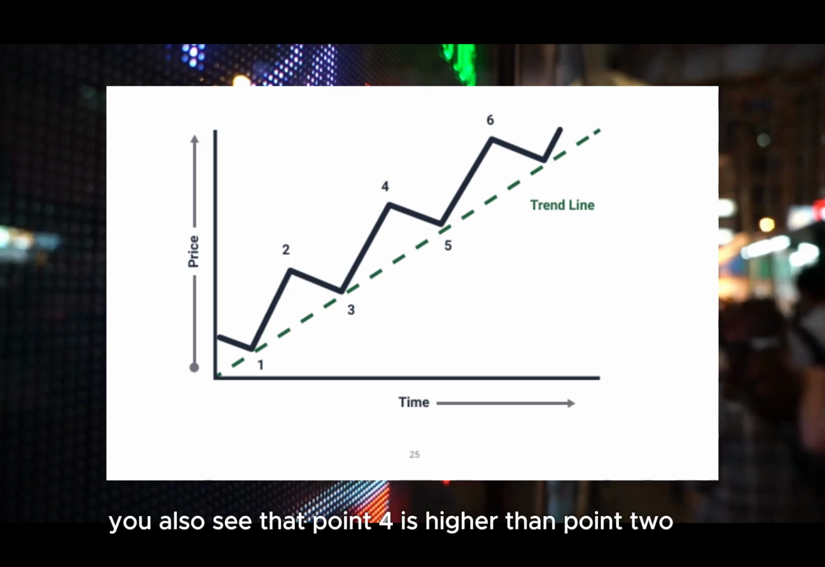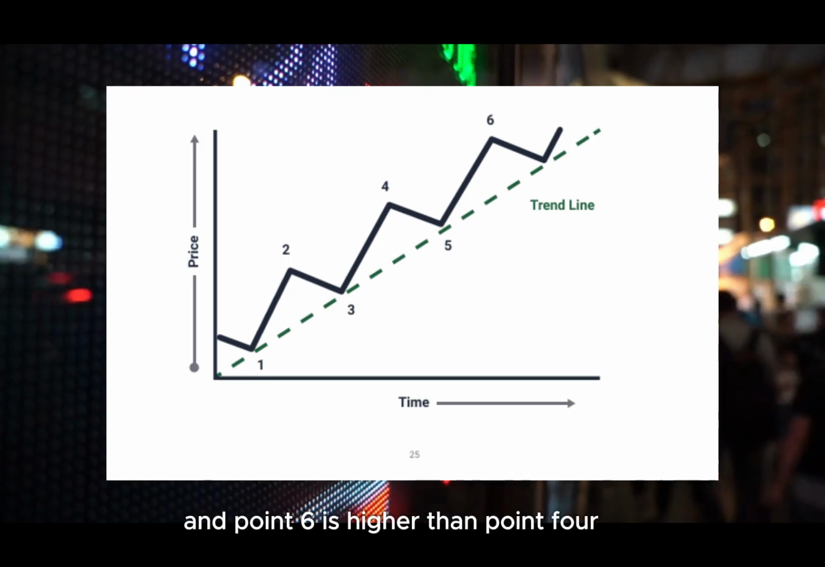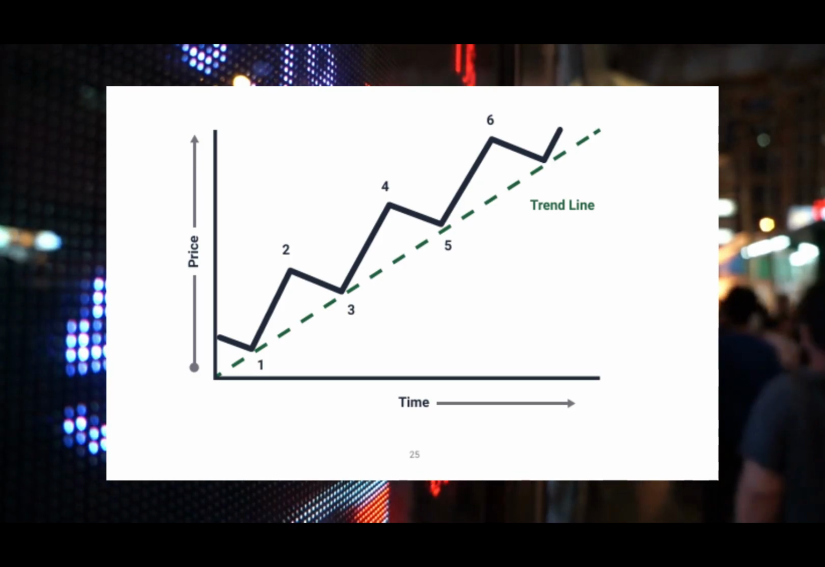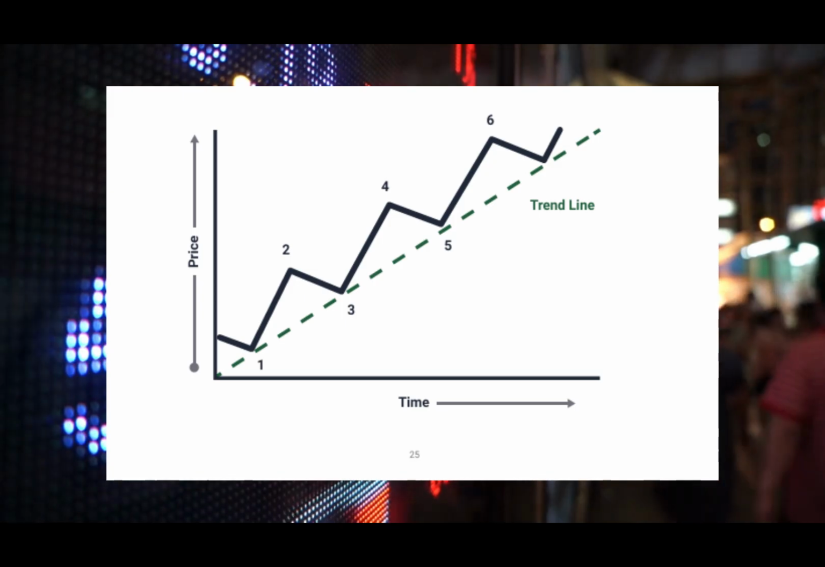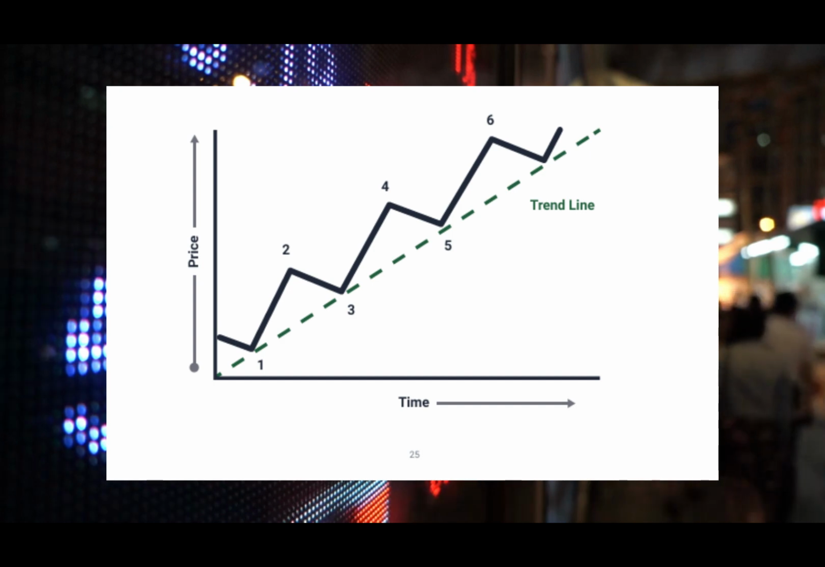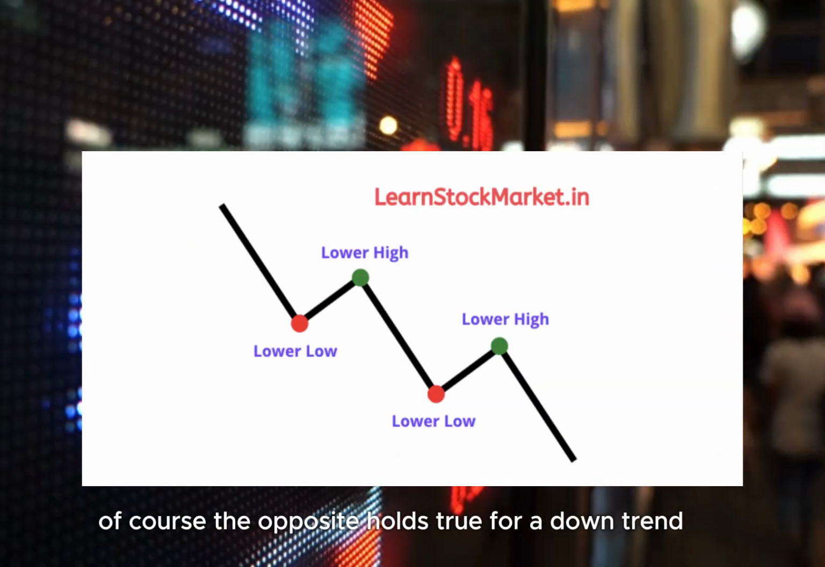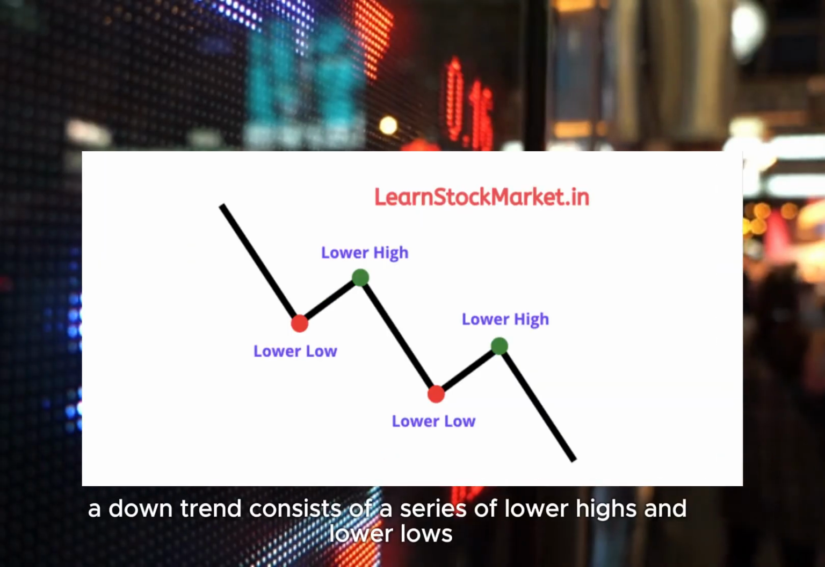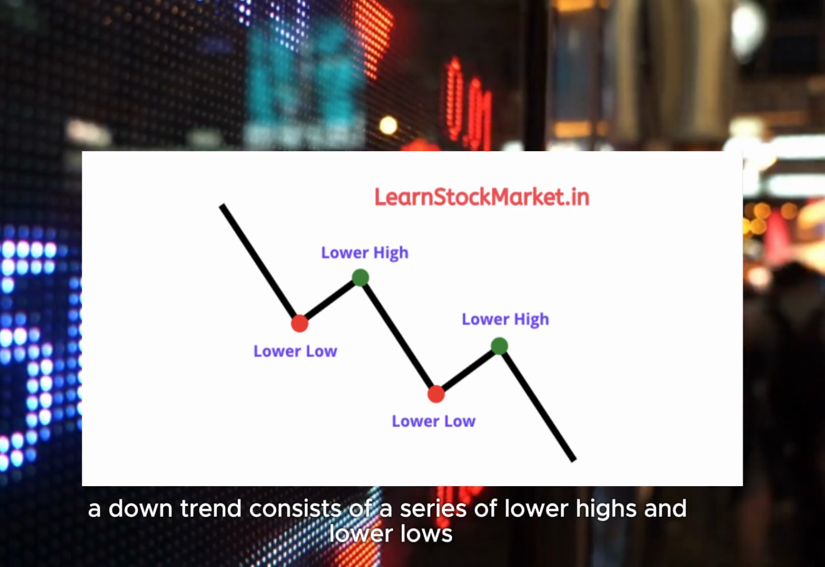You also see that point 4 is higher than point 2 and point 6 is higher than point 4. This is another sign of an uptrend. Rising highs and rising lows means this market is in an uptrend. Of course, the opposite holds true for a downtrend. A downtrend consists of a series of lower highs and lower lows.